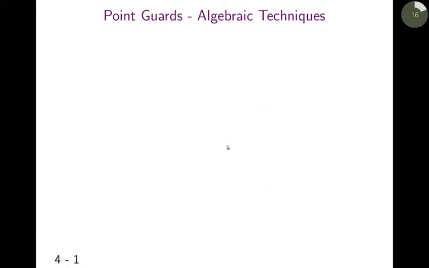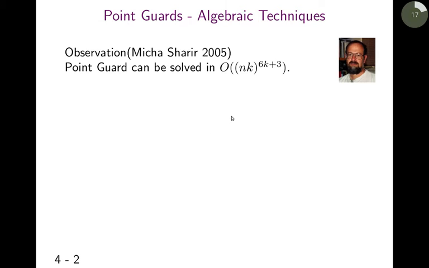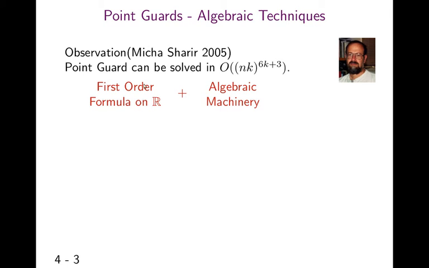Okay, so let's go through some related work. The first is by Micha Sharir. He says, okay, the point guard variant you can solve in this time, which is polynomial for a fixed number of guards. So k is the number of guards, n is the number of vertices. You can also call it an XP algorithm. And this is an observation because he just formulates the point guard problem as a first order formula over the reals, and then he uses an algebraic hammer.